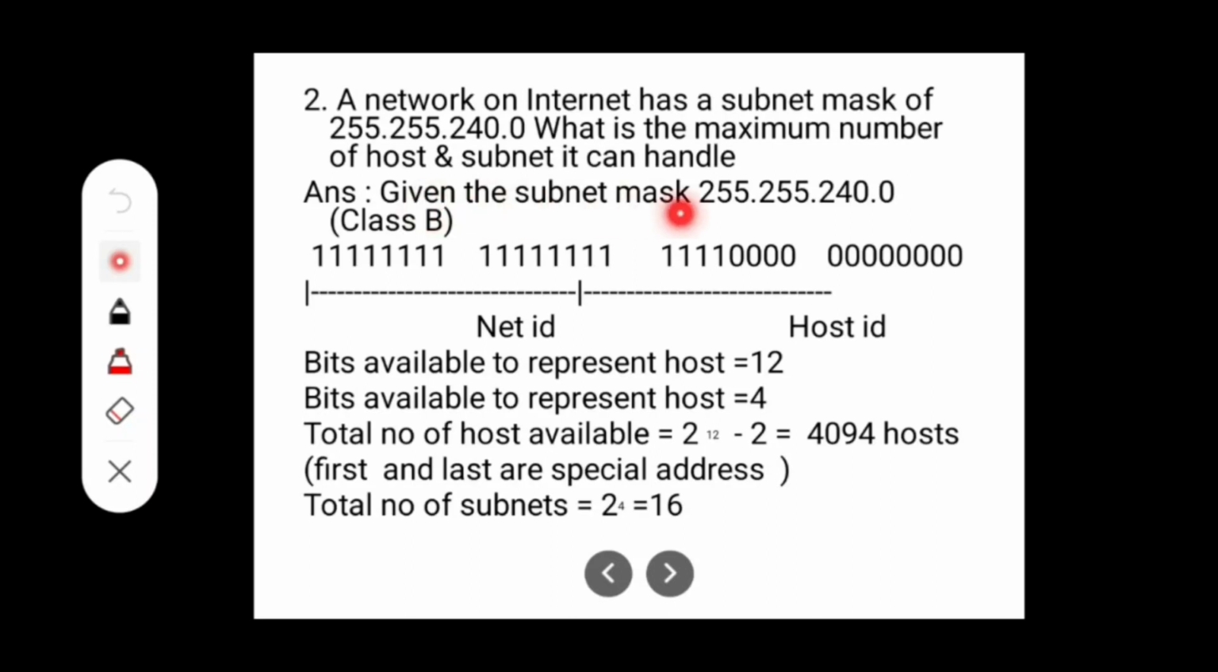First of all, we have to take the subnet mask. It will be given as 255.255.240.0. From this we have to identify which class it is. This is class B. Why? Because in class B the first 2 bytes will be 255, and the remaining 2 bytes will not be 255.